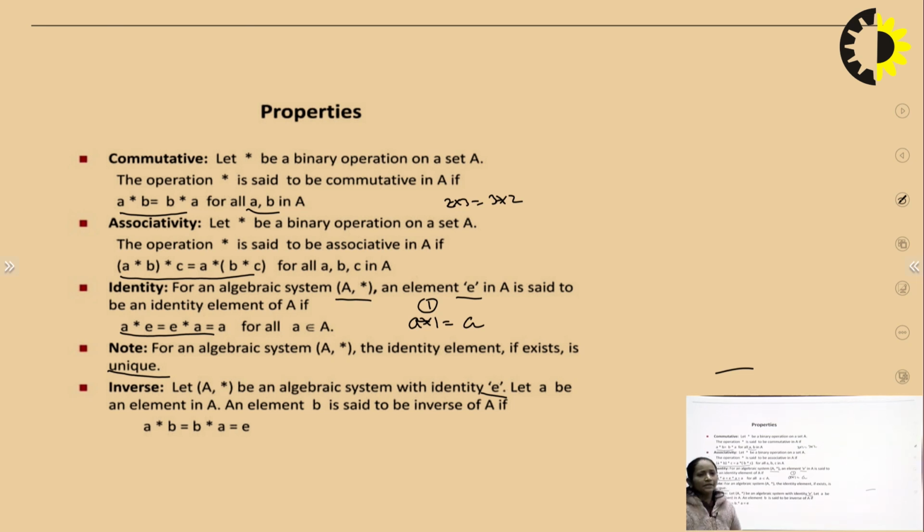An element B is said to be the inverse of A if, what is the property? A star B is equal to B star A is equal to E. What is the meaning of this? What does this property represent?